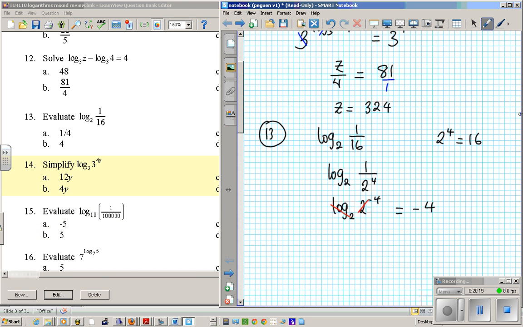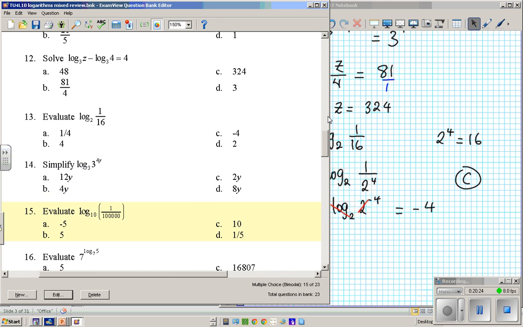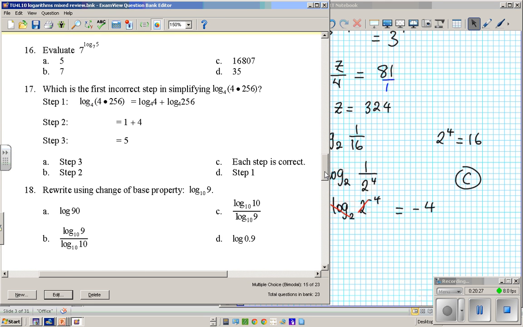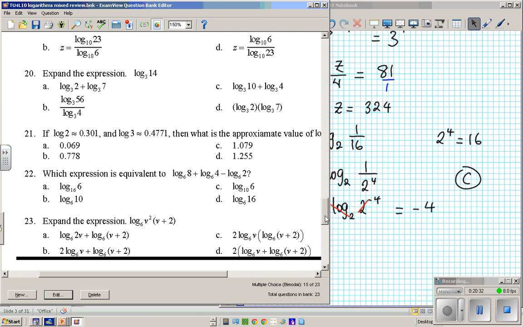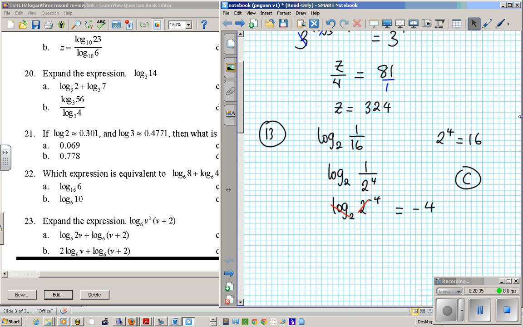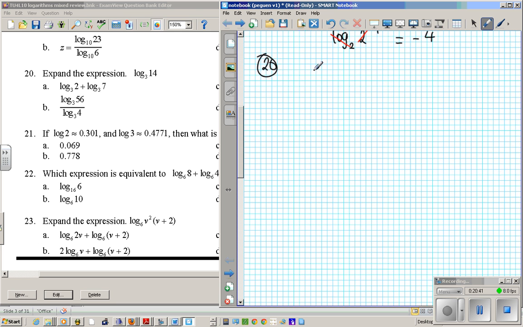Alright, moving along. I want to pick something harder. Let's go down to number 20. Number 20, we have to expand log base 3 of 14. So if I want to break down 14, what can I break it into? 2 times what? 7, right? So I can write it as log base 3 of 2 times 7.